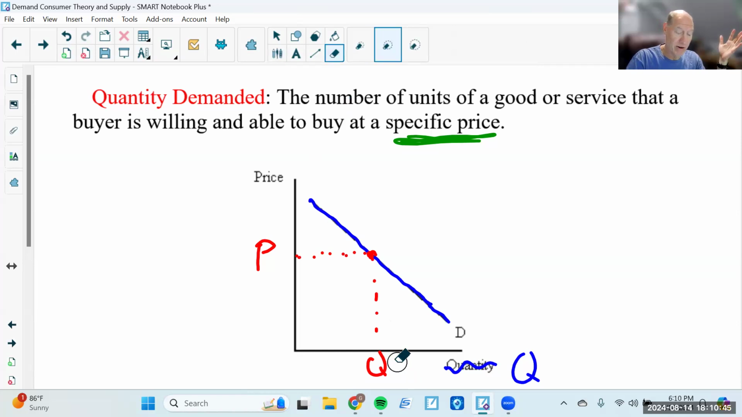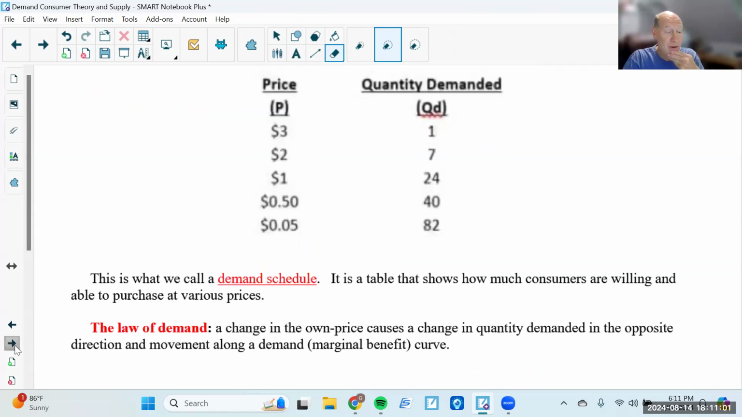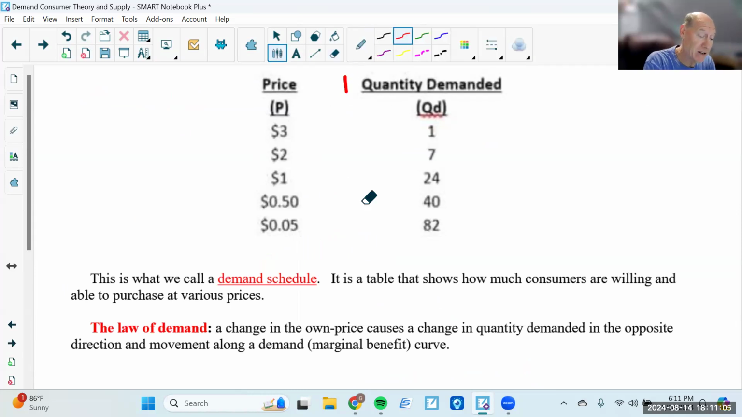We'll drop this little D right there a little later on because it'll become equilibrium. But at a specific price, we have a quantity that we want to buy. So the difference between quantity demanded and demand is the whole course at various prices. Quantity demanded is a specific price. This would be what we call a demand schedule. It shows the various prices and quantities.